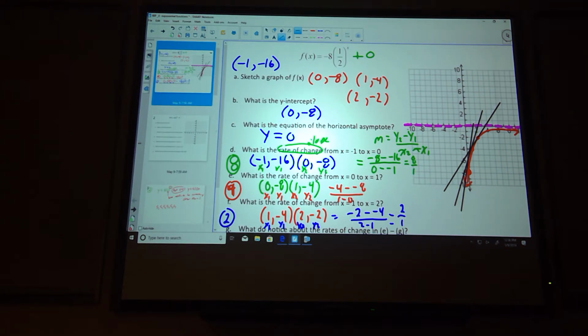I hate to tell y'all this, but I just suckered y'all into doing calculus just now. Oh, that's it? That's calculus, part of calculus. Oh. That is a calculus problem right there.